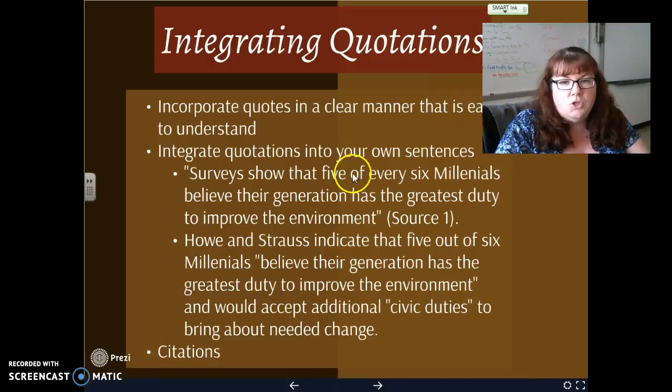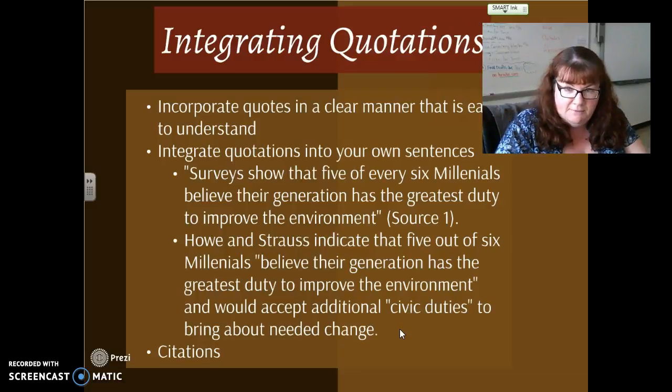So if we read this, surveys show that 5 of every 6 millennials believe their generation has the greatest duty to improve the environment. It gives the source number, and then it moves on to what would be the analysis. So this is an example of number 2 from the previous one, where it's just the block quote and then the analysis. Now here, if you're looking at this second one, Howe and Strauss indicate that 5 out of 6 millennials believe their generation has the greatest duty to improve the environment and would accept additional civic duties to bring about needed change. This is how you're manipulating the quote. So it's the same idea here, but in one much better sentence, you're able to give information.